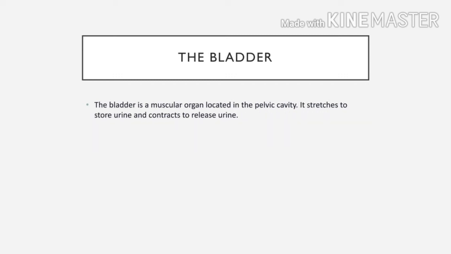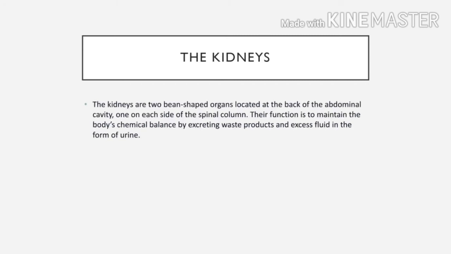The bladder. The bladder is a muscular organ located in the pelvic cavity. It stretches to store urine and contracts to release urine. The kidneys, two bean-shaped organs located at the back of the abdominal cavity. Their function is to maintain chemical balance by excreting waste products and excess fluid in the form of urine.